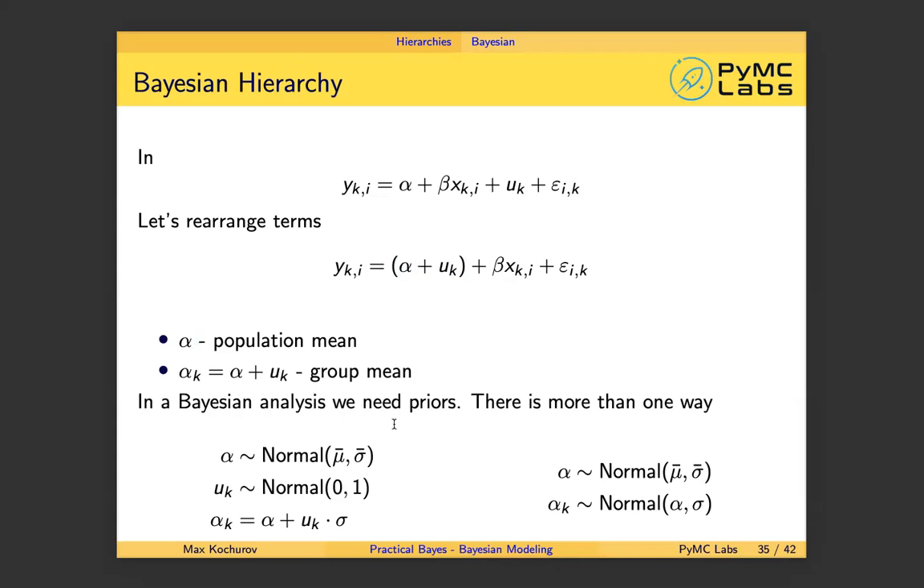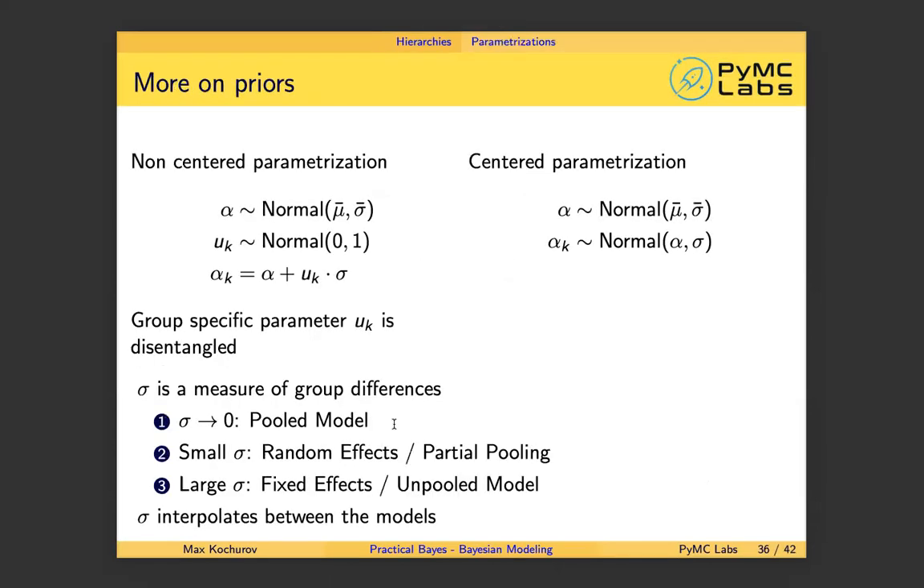And there are two challenging parameterizations that you can find in Bayesian analysis. One of them is centered, another one is non-centered. They're very closely related to each other, and when you plot the prior distribution, they're indistinguishable, but they still behave very differently in practice. In non-centered parameterization, the group-specific parameter u_k is said to be the group difference from the global mean, from the population mean.